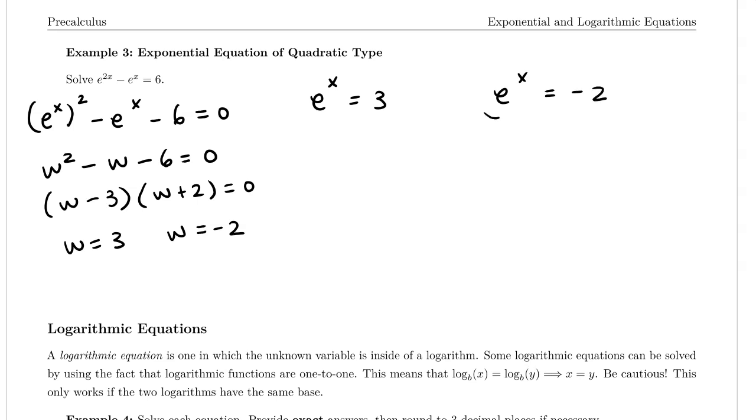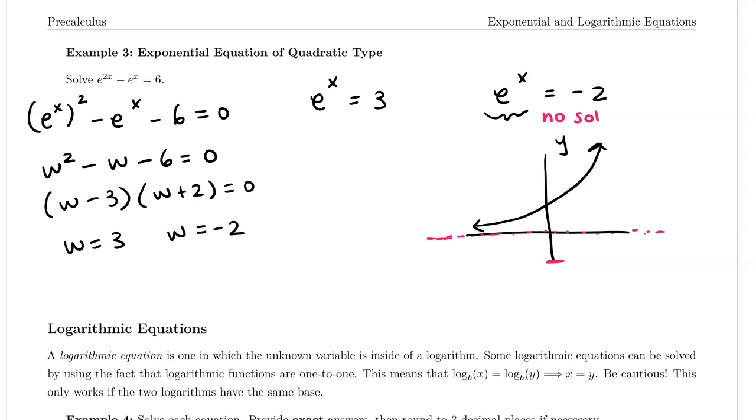Now, if you thought about graphing y equals e to the power of x, that's going to look something like this. It's an exponential function. I know that there is a horizontal asymptote on the x-axis, and my graph is not going to cross the x-axis or touch it, and negative 2 is down here, so this graph will never have a y value of negative 2. So all of that is to say that this equation here has no solution, so we're not going to get an x value out of that.